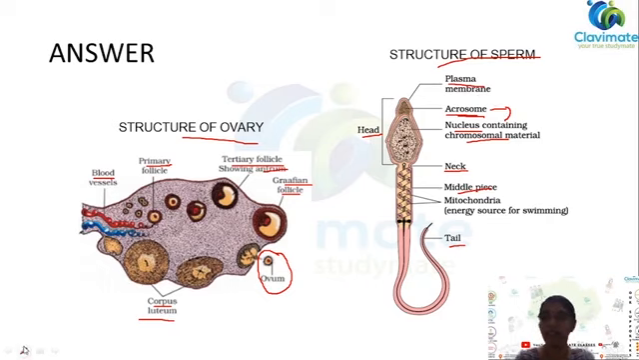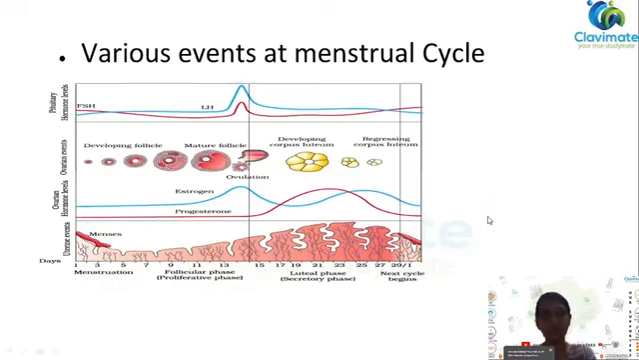And the next one is the neck. The neck connects the middle piece to the head. The middle piece will have the mitochondria. What does mitochondria do? It provides energy to the tail for swimming. Connected with the middle piece is the tail, as we see here. So you have this structure of ovary and sperm that you have to mention.